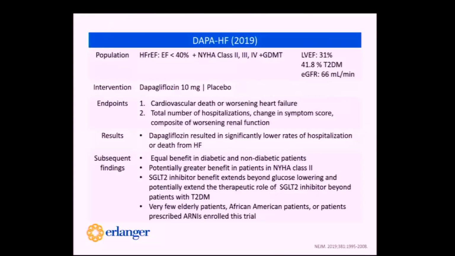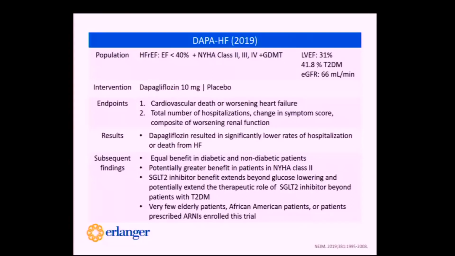Only about 42% of the patients had type 2 diabetes at baseline, so this trial did look at both with or without diabetes. And the average eGFR at baseline was 66. So DAPA-HF looked at dapagliflozin 10 milligrams versus placebo, looking specifically at cardiovascular death or worsening heart failure, which is consistent with heart failure literature. And it also looked at total number of hospitalizations, change in symptom score, and composite of worsening renal function.